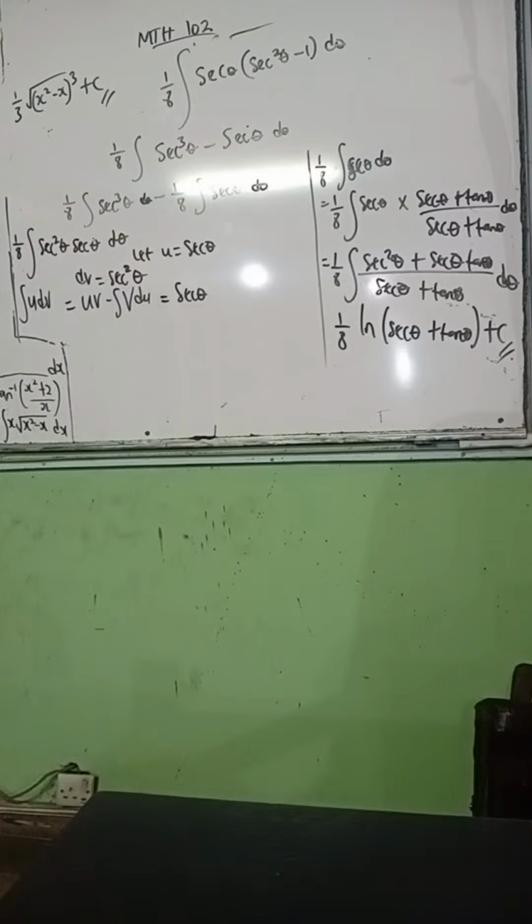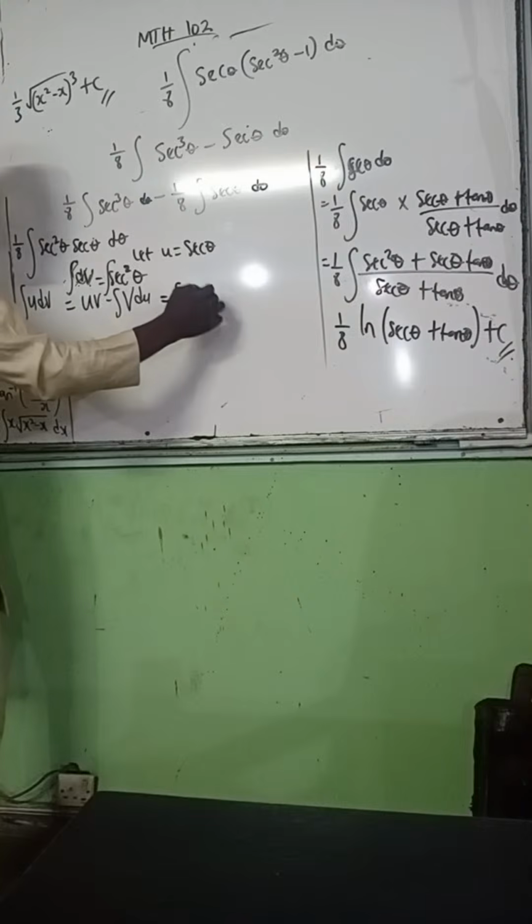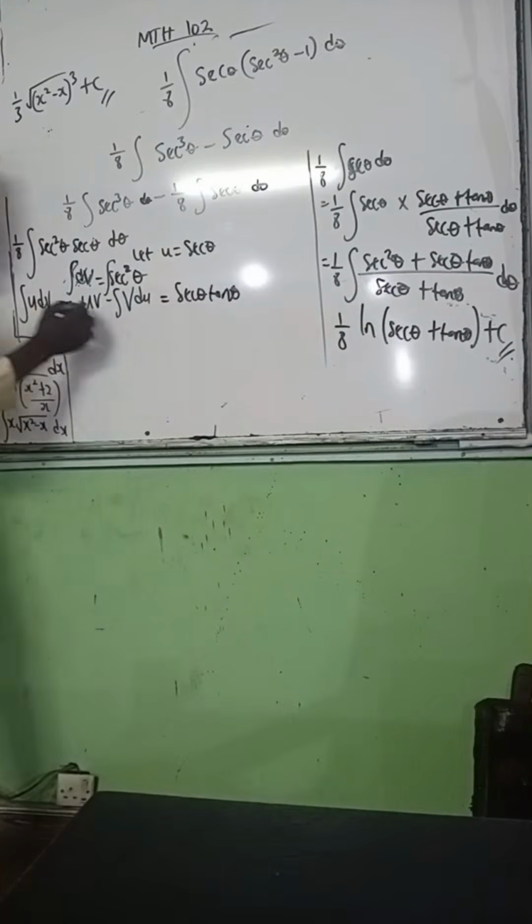Tan theta. That means you are integrating both sides. If you integrate what you differentiate, you get that thing back. So if I take the integral of dv, the integral cancels the derivative and there will be only v left. If I integrate sec square theta, I get tan theta. So my u is sec theta, my v is tan theta.